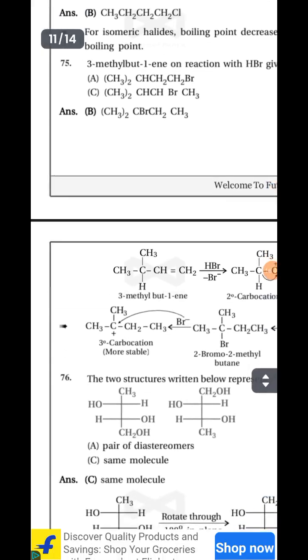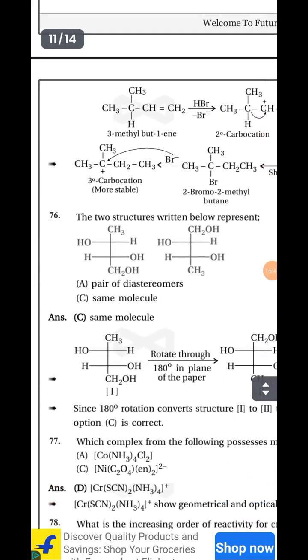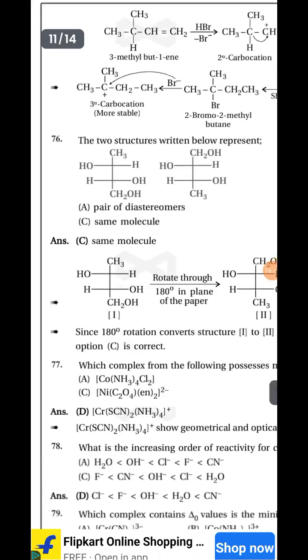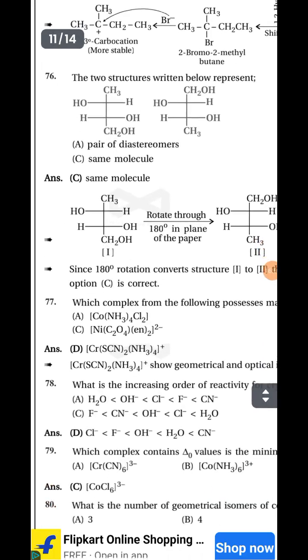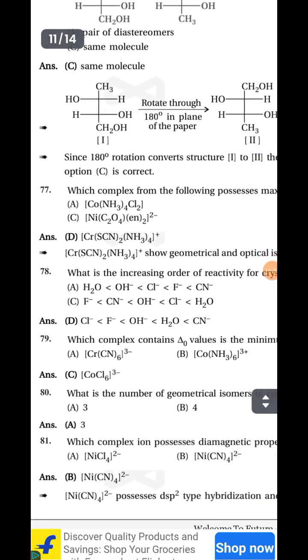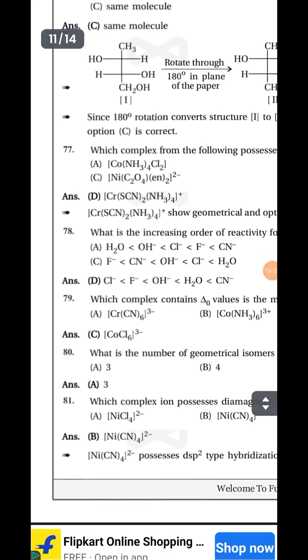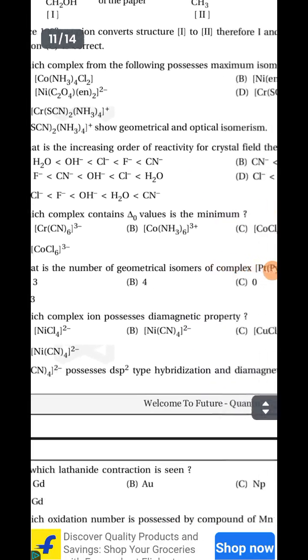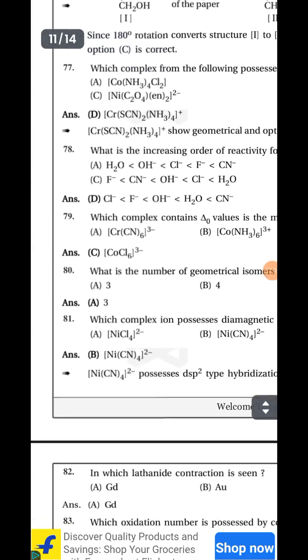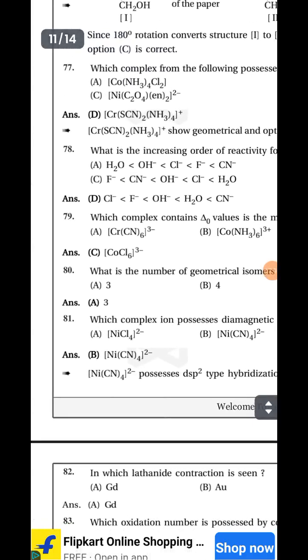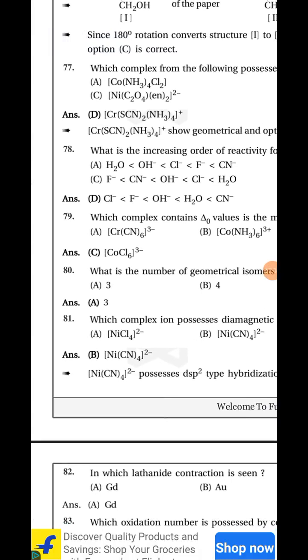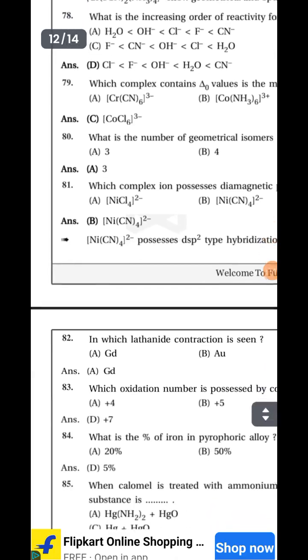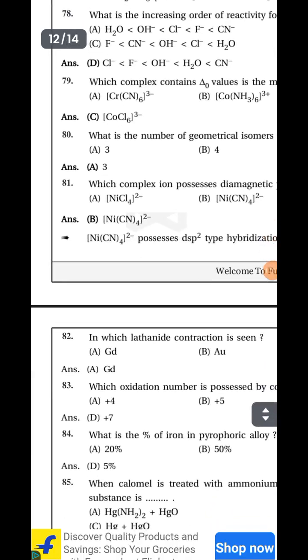Here you can check out the mini MCQs, which you can read and go through. So here again, what is the number of geometrical isomers in this given structure? This would be 3. Which complex ion possesses diamagnetic property? Here you know that a strong ligand will give you a complex of diamagnetic property. In which is lanthanide contraction seen?